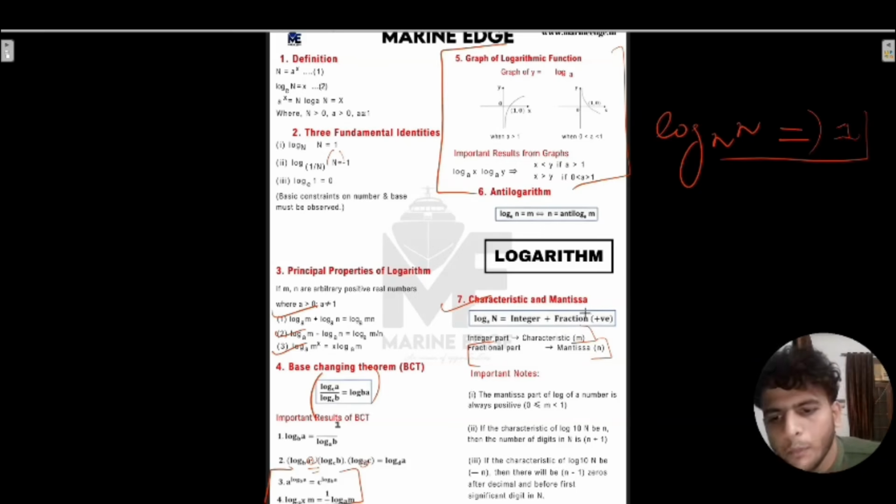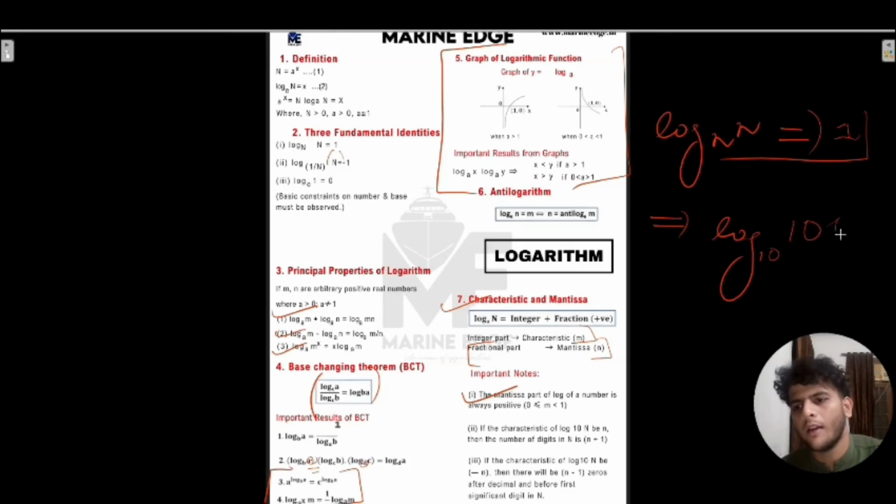The mantissa part of the number is always positive, that is, greater than or equal to 0. We know that log is not defined for negative numbers, so we have to make sure that the mantissa is always positive. If the characteristic of log base 10 is n, then the number of digits is n plus 1. Just like this, log base 10 of 100. The number of digits in this is actually 3, that is 2 plus 1.